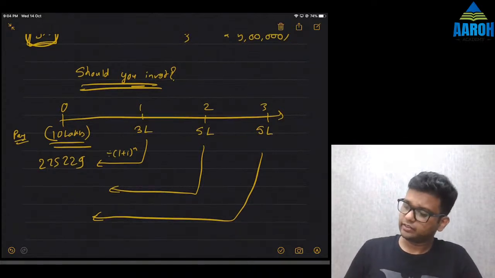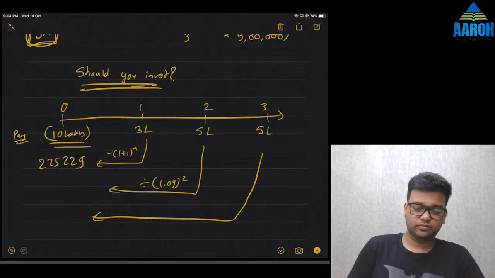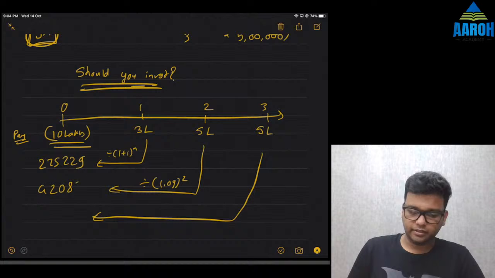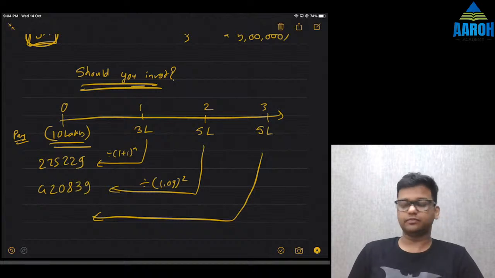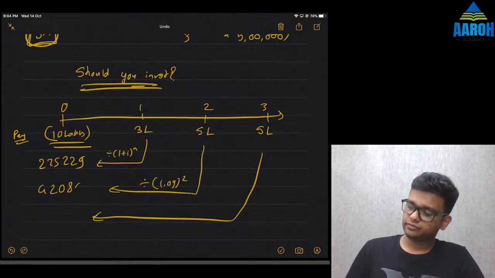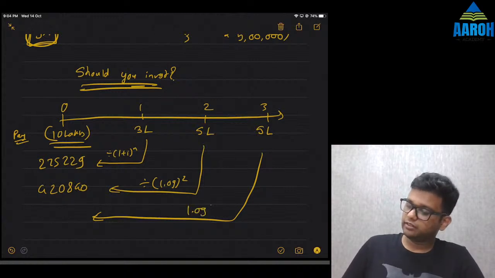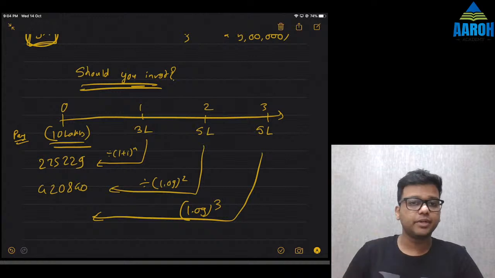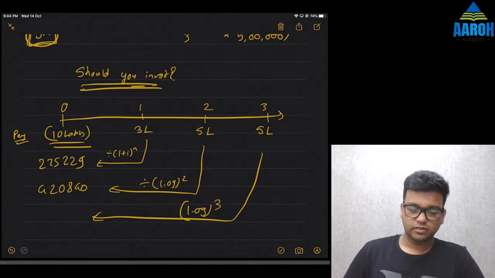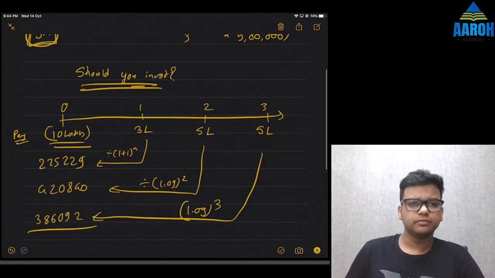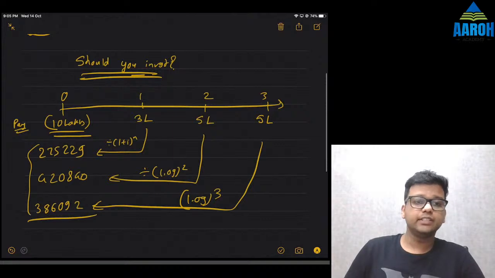Okay, good. Let's check. 5 lakhs will be divided by 1.09 squared. So that is 428,400 approximately. And this 5 lakhs will be divided by 1.09 cubed, because we have to take it back by 3 years. That is 386,092.